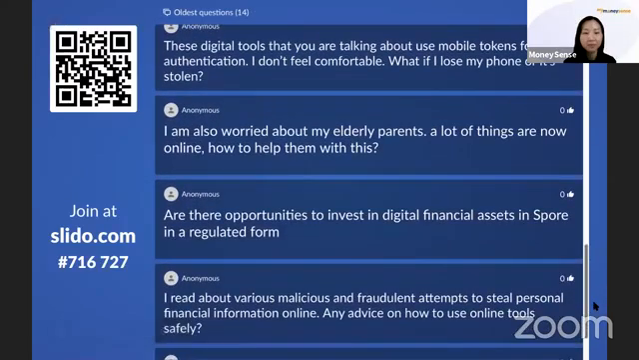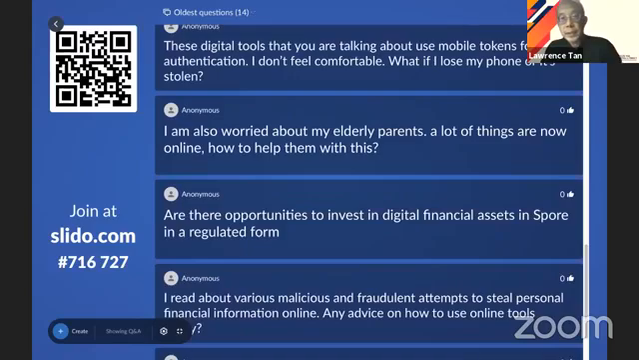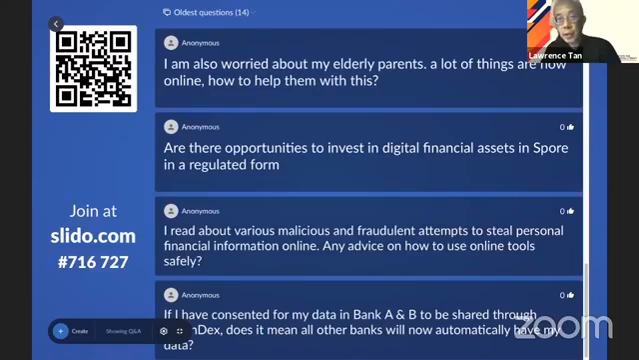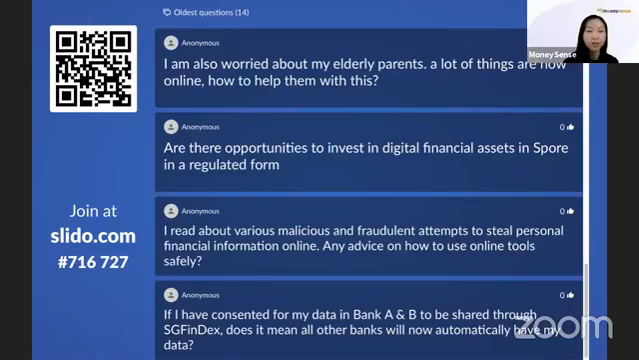I'm also worried about my elderly parents. A lot of things are now online. How can we help them with this? Yeah, I think that's a very good question, Cheng Li. How do we make MyMoneySense and its features a lot more accessible to elderly folks who are not so used to using digital tools on a day-to-day basis? Yeah, this is a very good question.